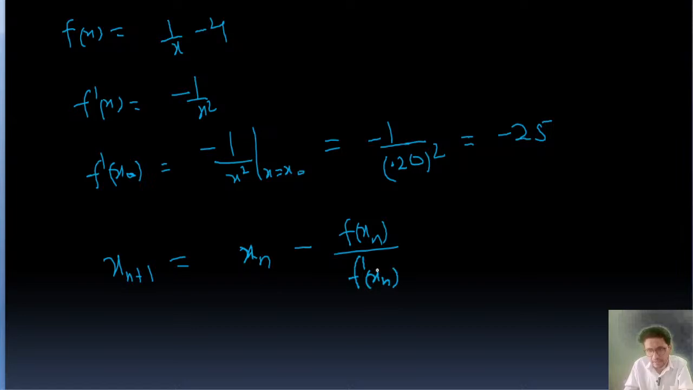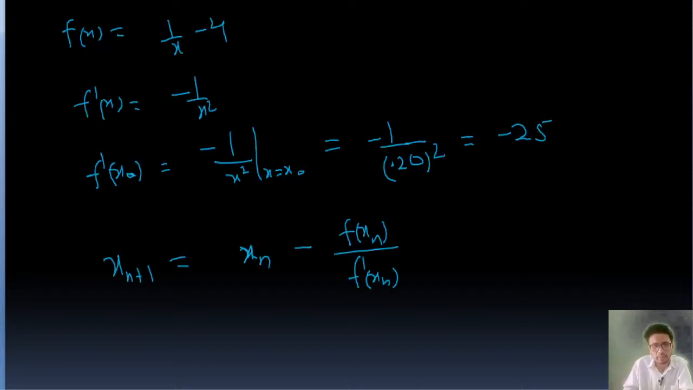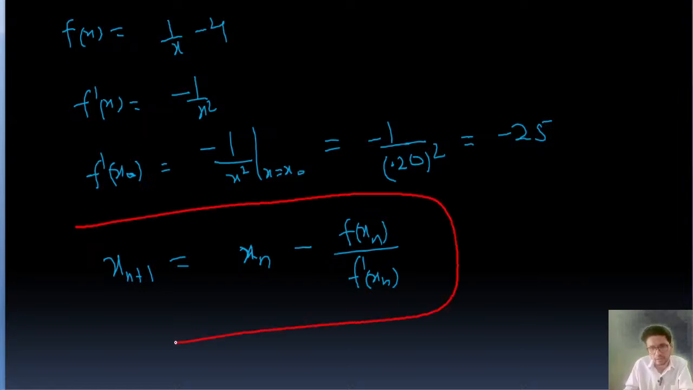f dash xn. Okay, so this means the x1, that first equation, is going to be x1 equal to x0 minus f x0 upon f dash x0. This is an important formula, guys, you need to note down.